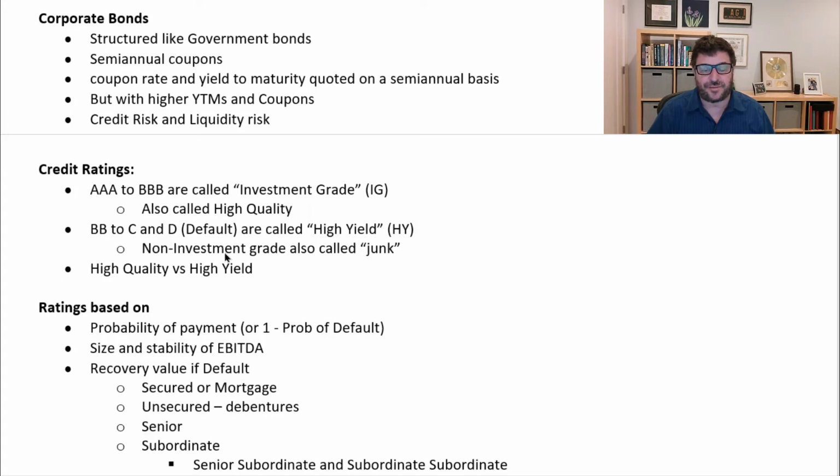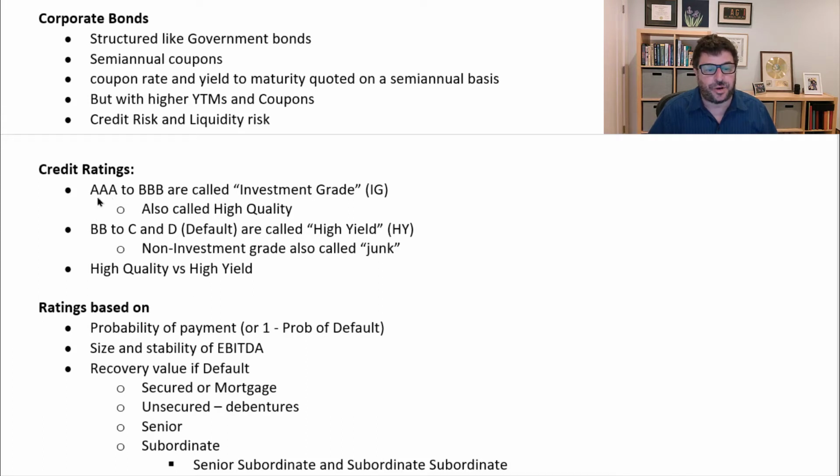The idea is that if I have to sell the bond, I'm going to take a bigger price hit to find someone to buy it on a corporate bond than I would on a government bond. The credit is measured by looking at the credit rating.